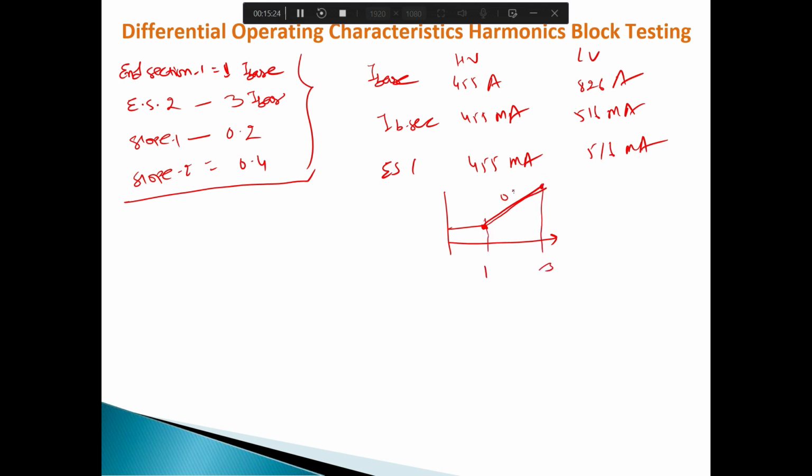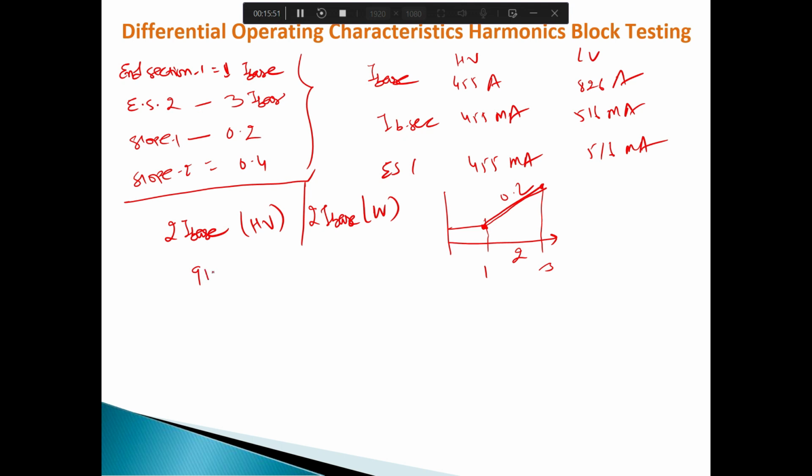My slope is 0.2. So if I select any point, suppose I select a point at 2 times I base, what I have to do now is inject the current of 2 times I base on the HV side as well as 2 times I base on the LV side.